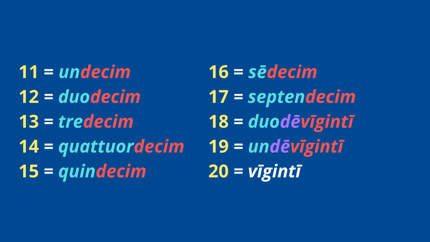When you get to numbers 18, 19, and 20, though, you actually do subtraction. So the number 20 is viginti in Latin. So when you go to 18, you would say duo de viginti, which is literally 2, duo, from 20, de viginti, right? 2 from 20, or 2 subtracted from 20 is 18. And the same thing is happening with the number 19, unde viginti, 1 from 20.